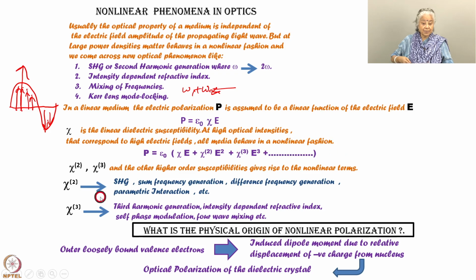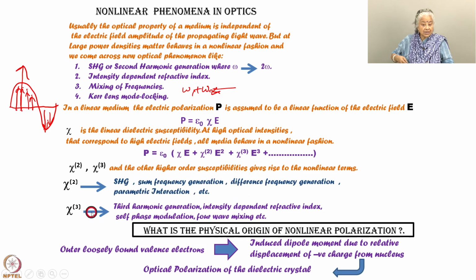Most of the properties of the medium that are changed, and very interesting properties, come in this chi 2 and chi 3. So, chi 2 will give rise to second harmonic generation, sum frequency generation, which is omega 1 plus omega 2, difference frequency generation, which is omega 1 minus omega 2, and then parametric interactions and so on. These are some of the things, and we will cover these. It is easy to cover this.